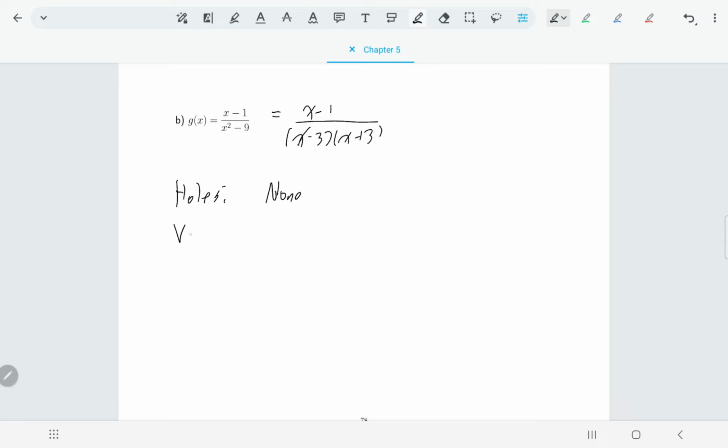We do have two vertical asymptotes for those two excluded values, so the line x equals 3 will be one of them, and x equals negative 3 will be another one. And as far as horizontal asymptotes go, since the degree of the top is smaller than the degree of the bottom, yes, we do have a horizontal asymptote, and it's the line y equals 0.